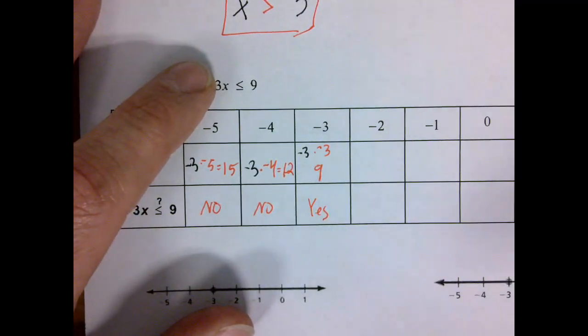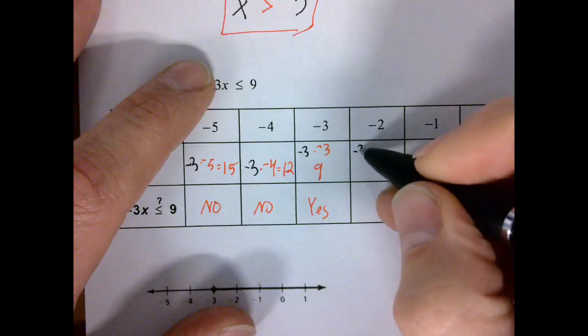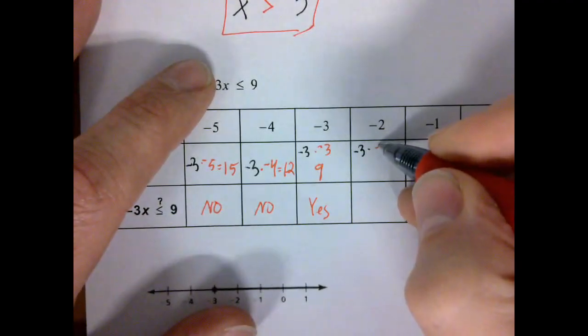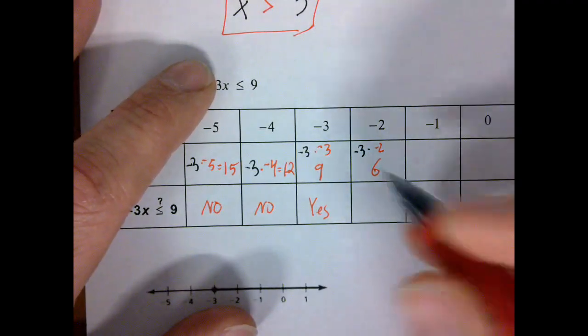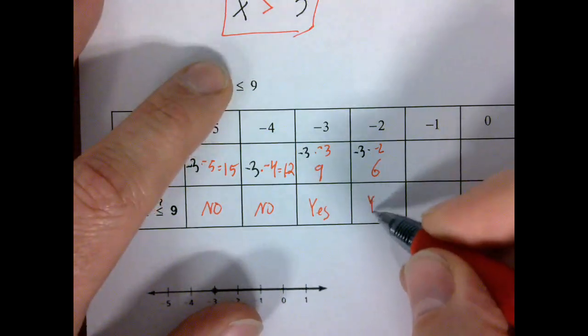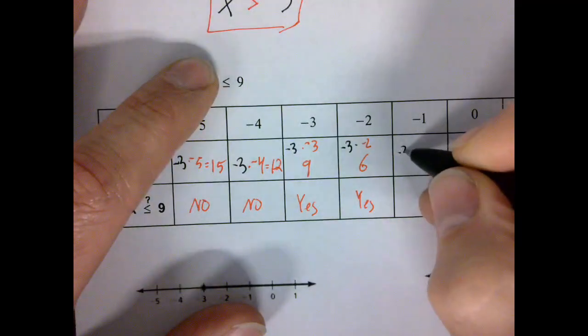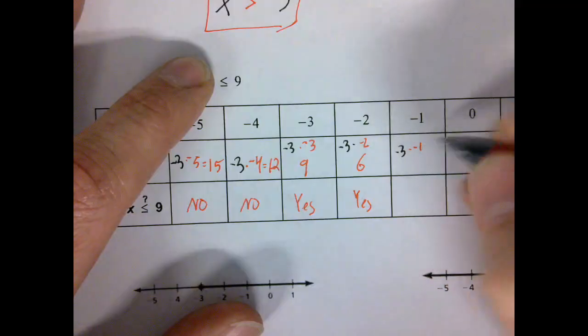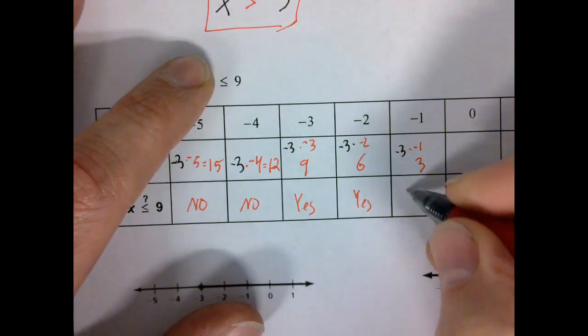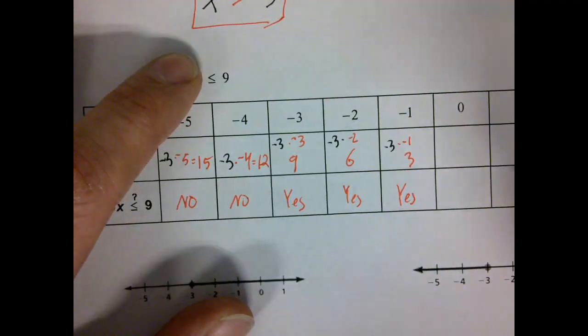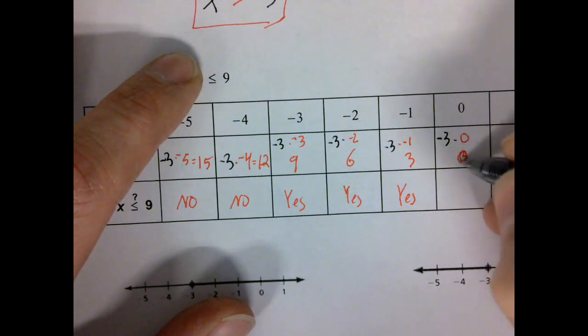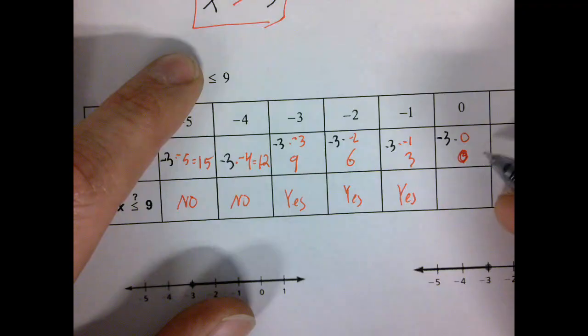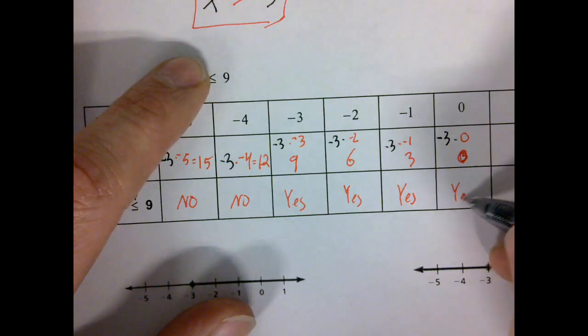From there, we just continue on. Take that negative 3 times this x value. You get 6. Is 6 less than 9? Yes. And we just complete the table. A negative 3 times a negative 1 gets us a positive 3. Yes, that's less than 9. Negative 3 times this x value of 0 gets us 0. 0 less than 9? Yes.